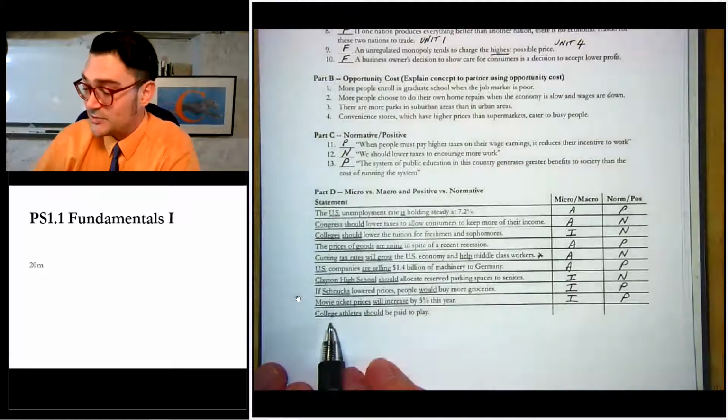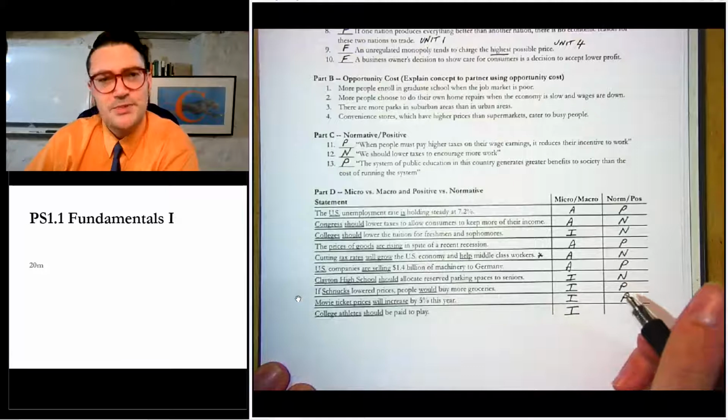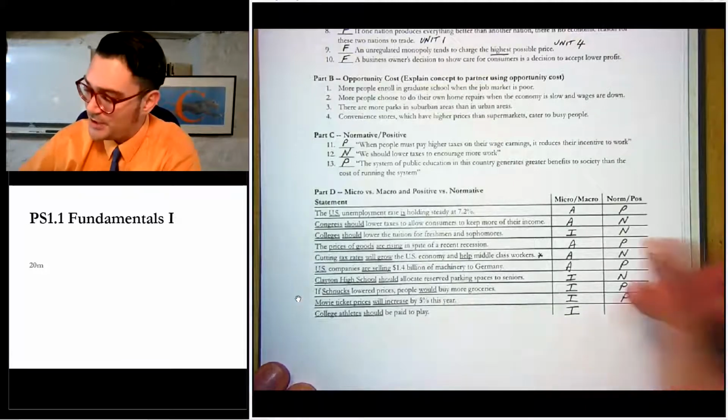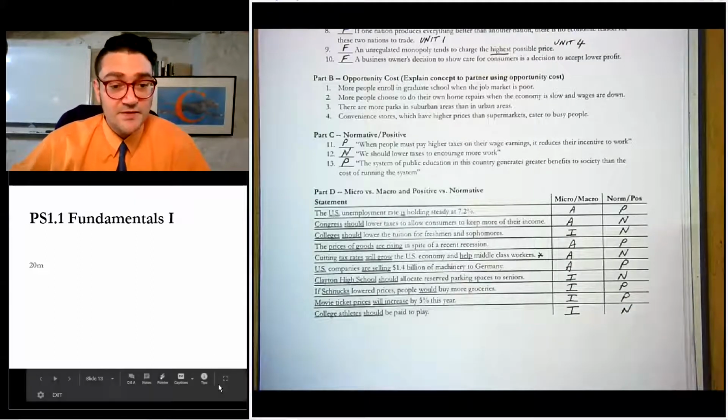College athletes, so again, micro, because it's one small market, a big market, but not the whole economy, should be paid to play. That's a normative judgment. So hopefully this helps you with understanding the fundamentals a little bit more.